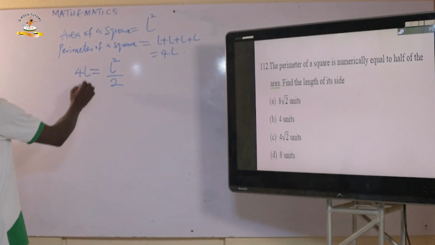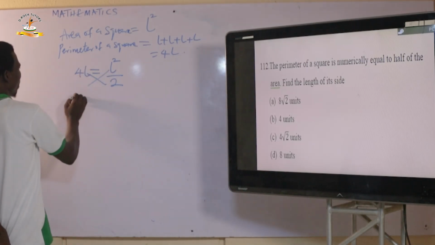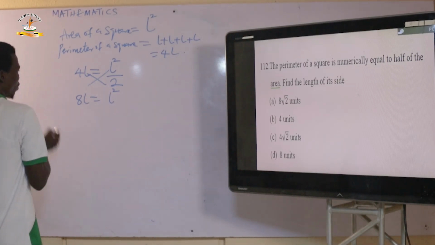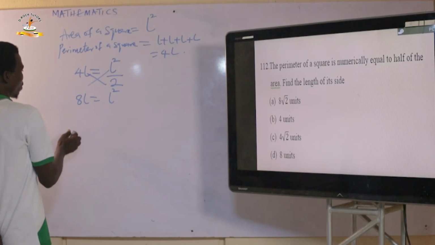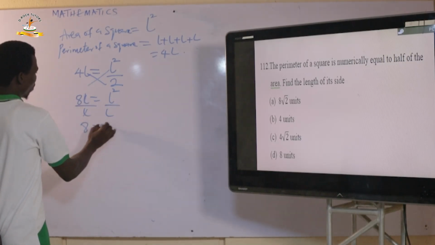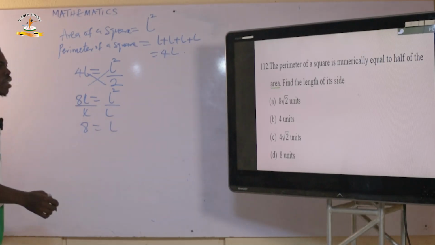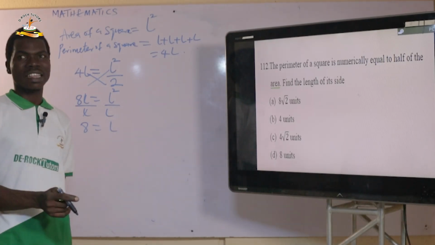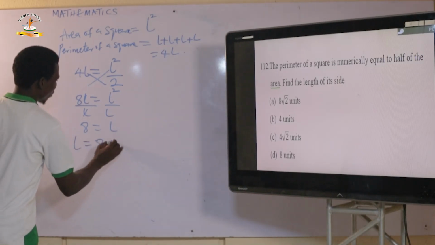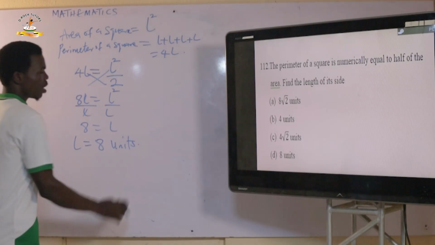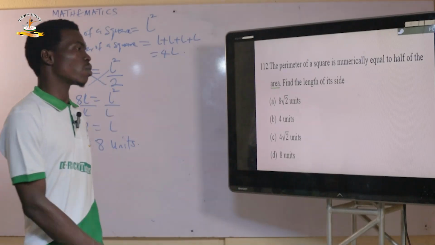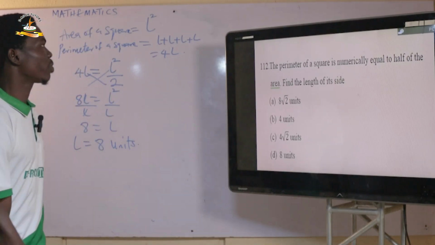And we can just cross multiply. It means that what? 8L equals L squared. And then you can see at this level, you can say what? Divide both sides by L, and you have 8 equals L. And that is what? The length of one of its sides. So one of its sides is simply 8 units. As simple as that. So the correct option there is going to be D for question 112.